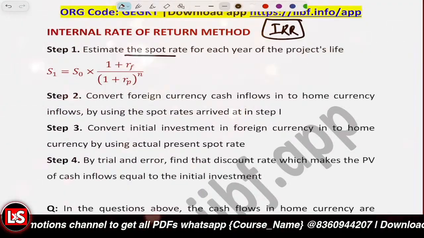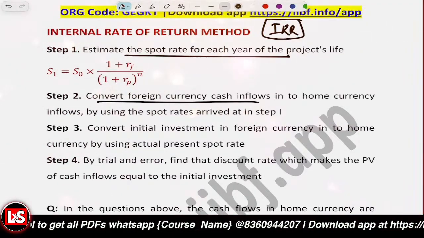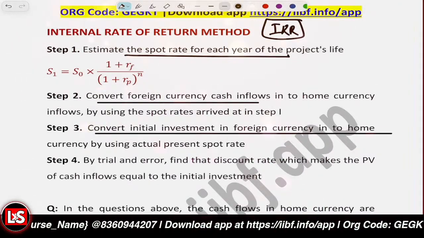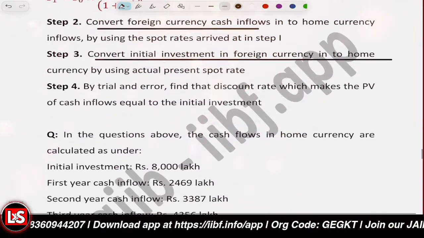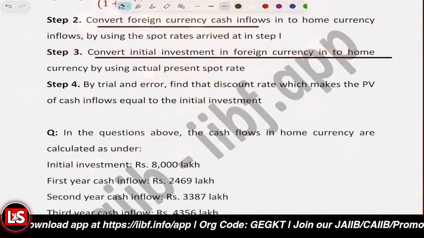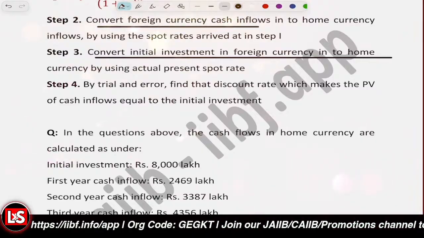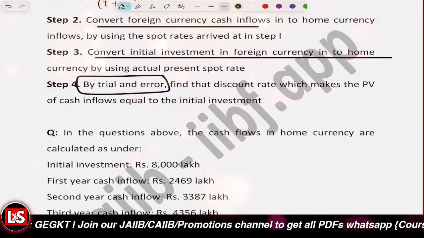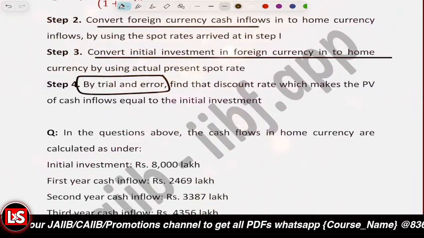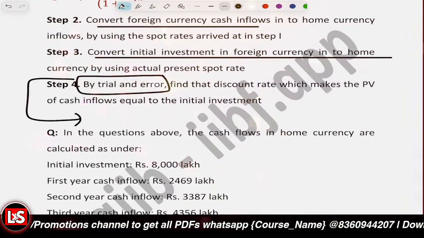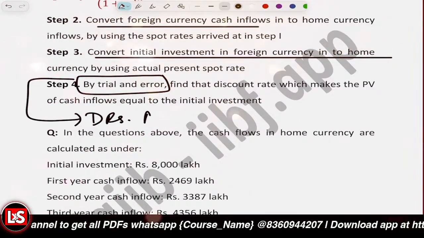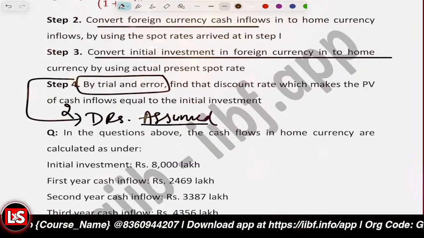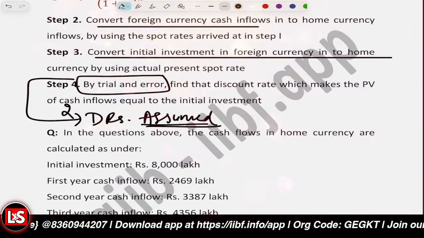The same things are to be done. We have to estimate the spot rate for each year. We have to convert the foreign currency inflows into home currency. We have to convert the initial investment into home currency using the actual present spot rate. And then we discount them, but by the hit and trial method, like we did in the previous chapter. We assume two discount rates, and then we calculate the IRR using the formula, and then we are done.